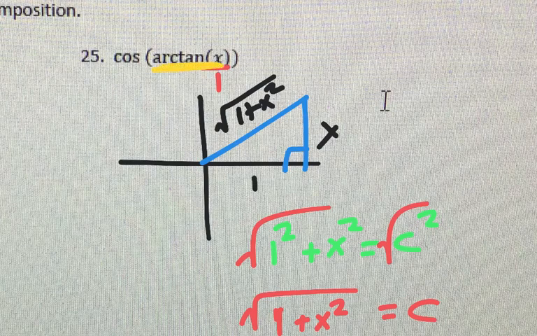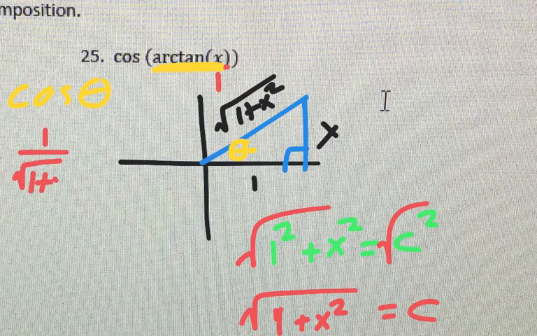And so I don't know what this angle is, but I know it's this angle here. It's the angle theta. I'm not sure what it is, but it's some angle theta. So now I'm finding cosine of that same angle theta. So I go here to the angle. Cosine is the adjacent over the hypotenuse. So that's going to give me 1 over radical 1 plus x squared.